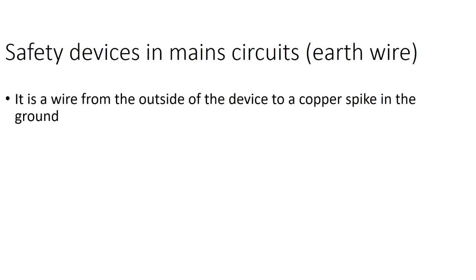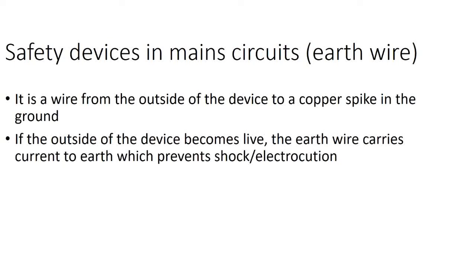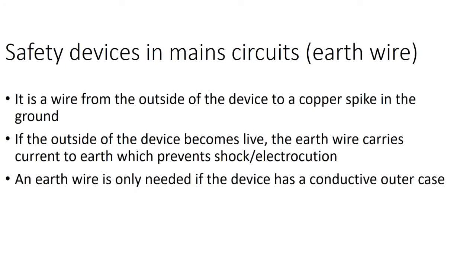Earth wires are wires from the outside of a device to a copper spike in the ground. If the outside of the device becomes live, the earth wire carries current to earth, which prevents shock and electrocution. An earth wire is only needed if the device has a conductive outer case. Here's a circuit symbol for an earth wire.